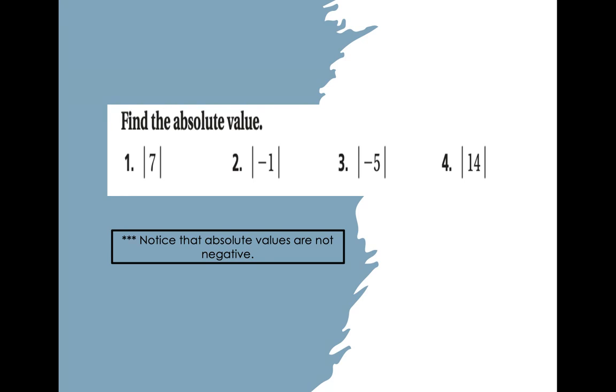So the absolute value of 7, again, means how many places away from 0 is 7 on a number line. So that would be 7. The second one, negative 1, how many places away from 0 is negative 1 on a number line? That answer would be 1. And then negative 5, how far away from 0 is that on a number line? That would be 5. And then the absolute value of 14 would indeed just be 14.